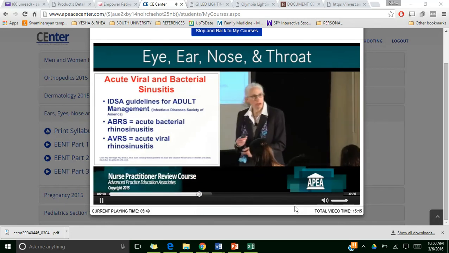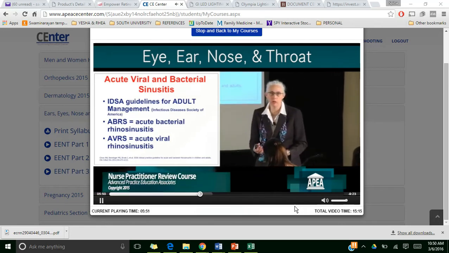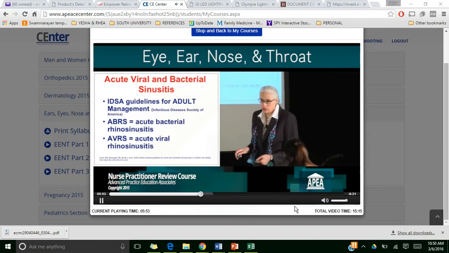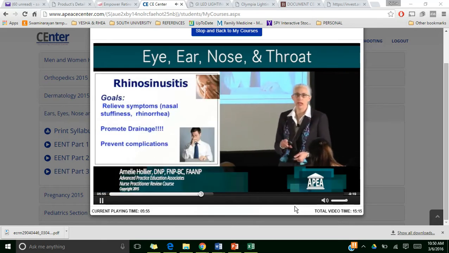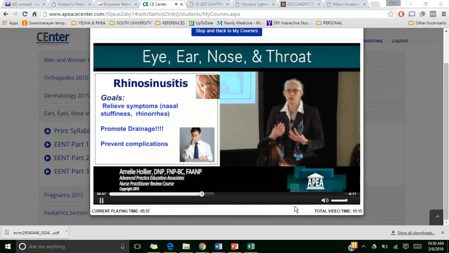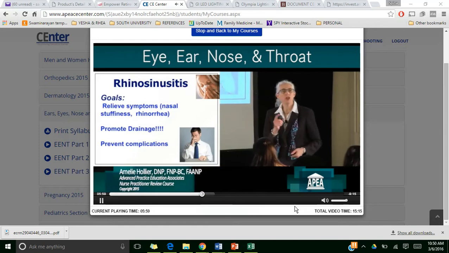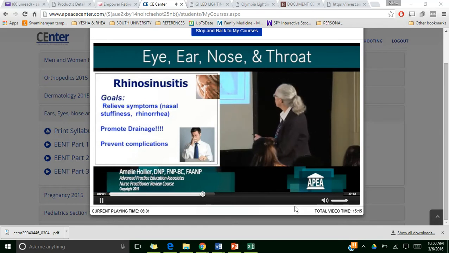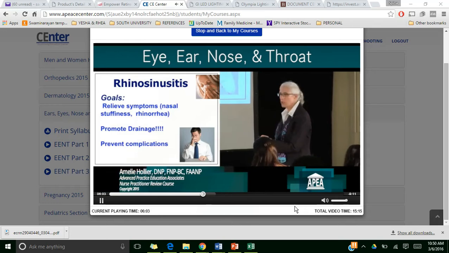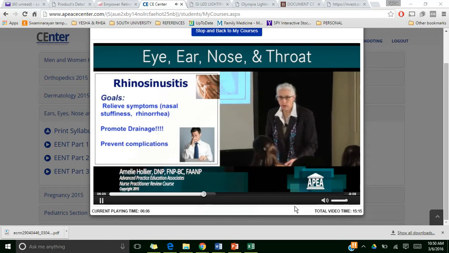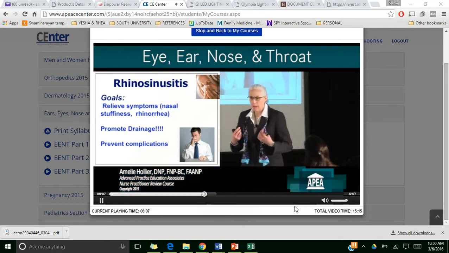So when a patient presents with a rhinosinusitis, your goal, regardless of the etiology, is always to promote drainage. That's always what you want to get it to do. Even if it's bacterial, if you can get that purulent mucus to move and get out and empty the sinus cavities, you don't always have to have an antibiotic.